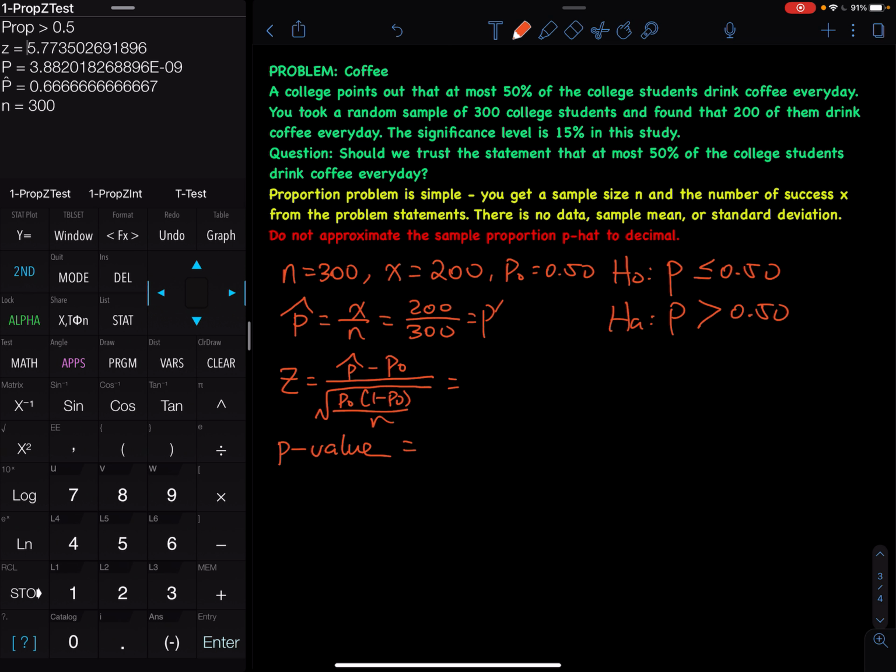So you have test statistic equals 5.774. This is the test statistic. And then the p-value, this one is 3.88 times 10 to the negative 9. So do you see E negative 09? This is scientific notation.